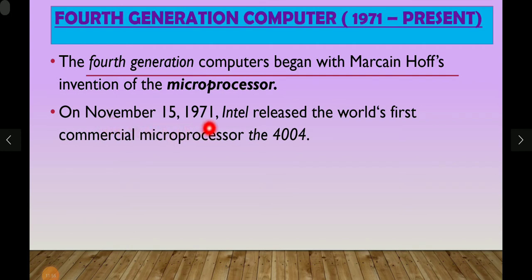On November 15, 1971, Intel released the world's first commercial microprocessor, that is 4004. This was the first microprocessor. Which was the first microprocessor, children? Yes, that is Intel's commercial microprocessor. The name goes like this: 4004 is the first microprocessor, and it came into existence on November 15, 1971.